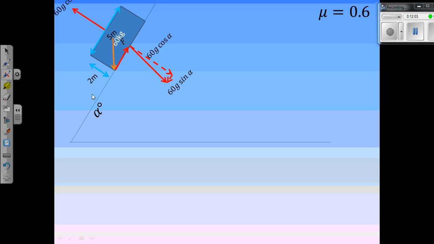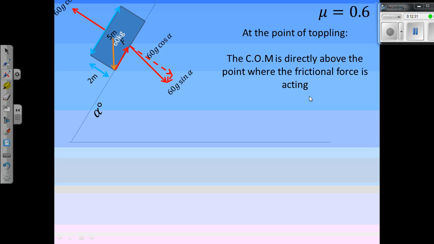As soon as alpha increases even more, the line of action of the center of mass is going to fall at a point not on the block, where the block isn't touching the surface, so therefore there'll be some toppling. Okay, so really this isn't even a force problem. This is just a problem using trigonometry, because we want the center of mass to act directly on that point there. So at the point of toppling, the center of mass is directly above the point where the frictional force is acting.